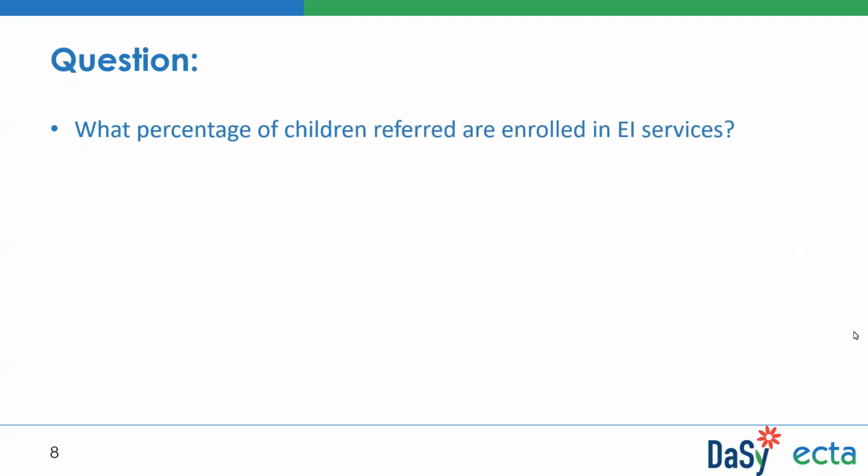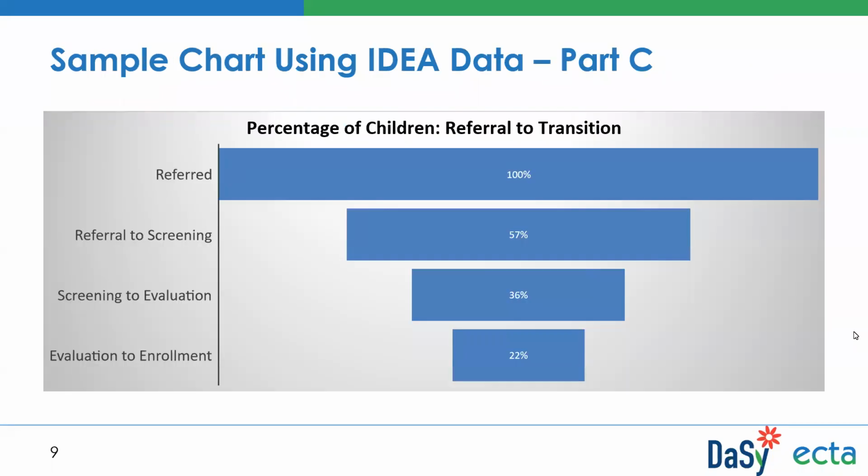Another question that's been asked is what percentage of children referred are enrolled in EI services? And what that might look like is something like this, looking at the percentage of children from referral to transition. So the percentage of children referred, then the percentage of children who are screened, that percentage that goes on to evaluation, and the percent that are evaluated that are found eligible and continue to the program. So one way of looking at that is percentages.